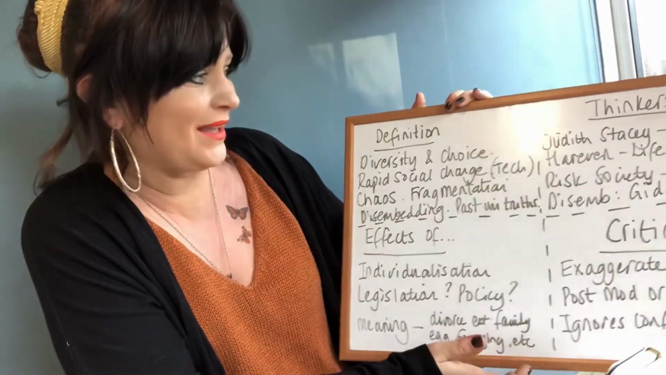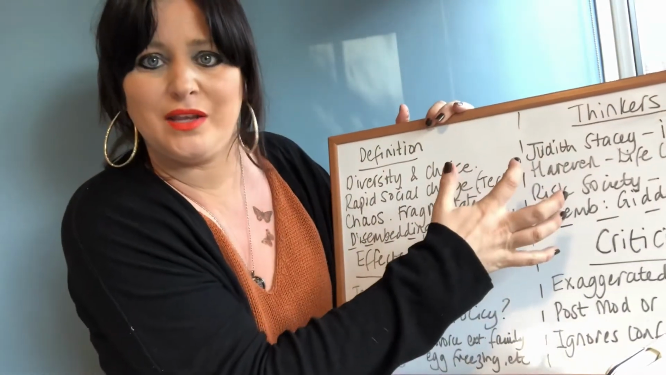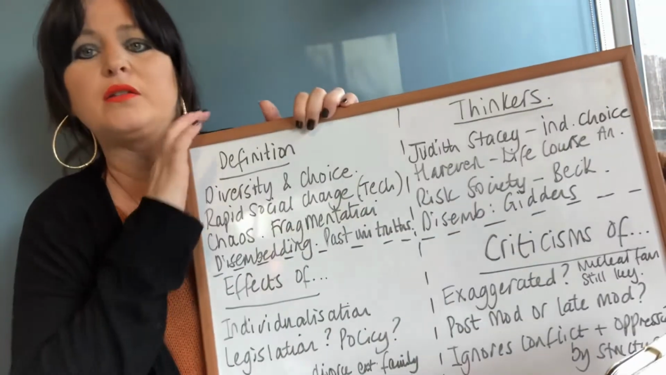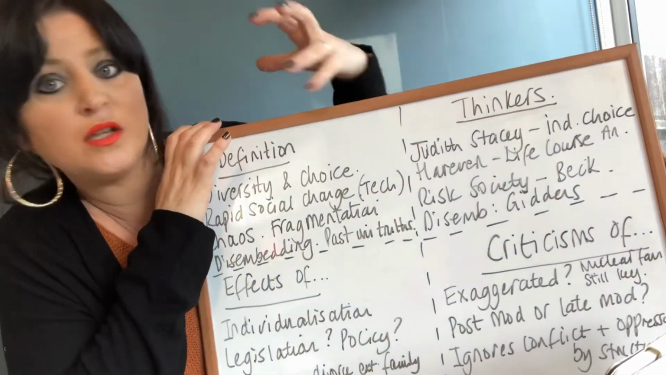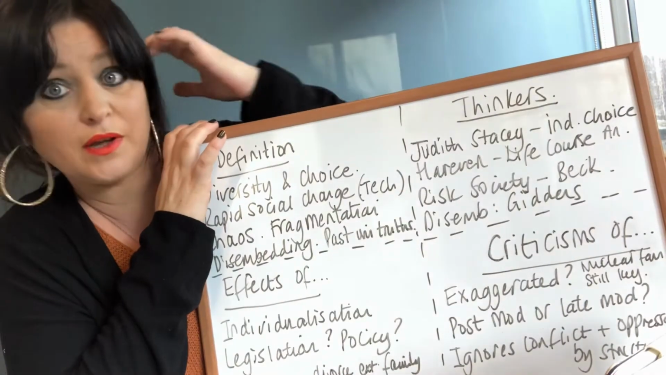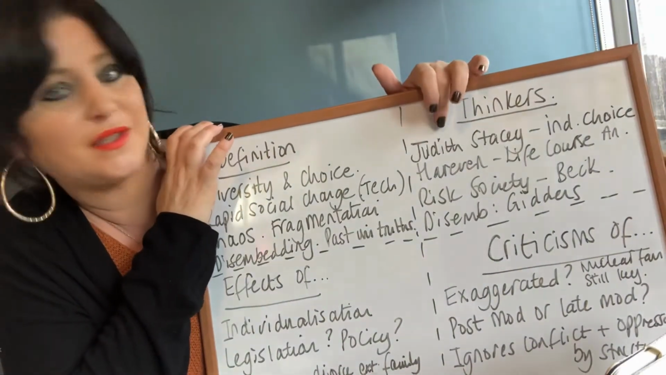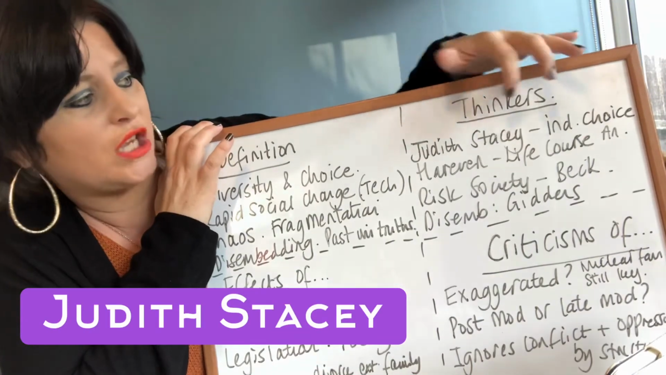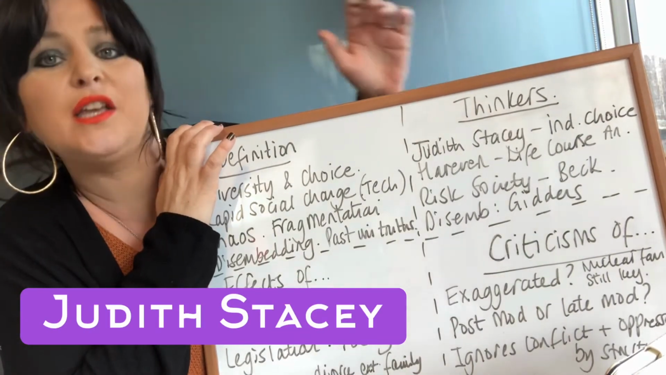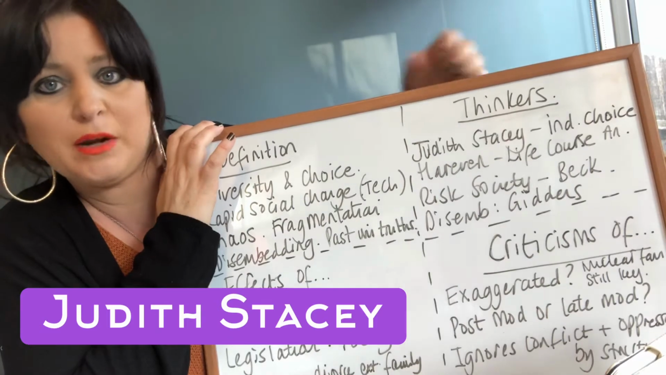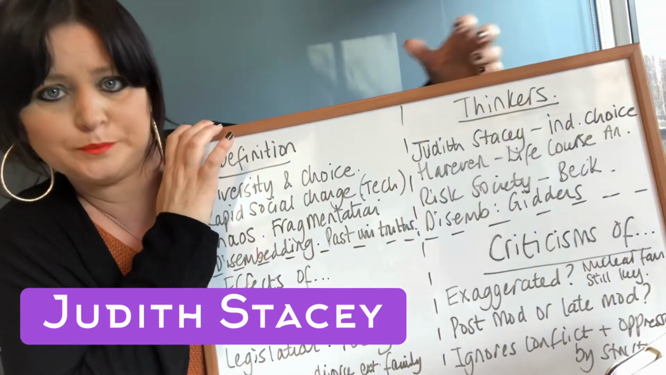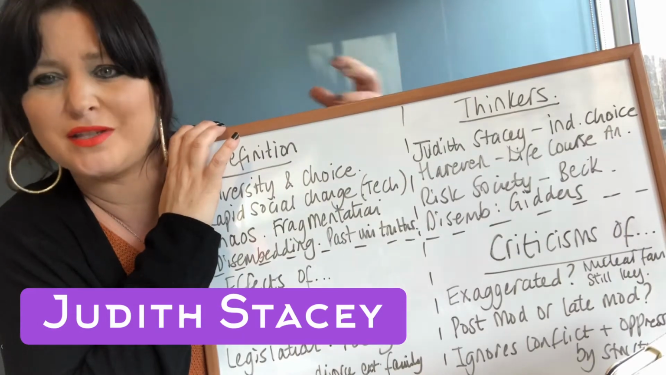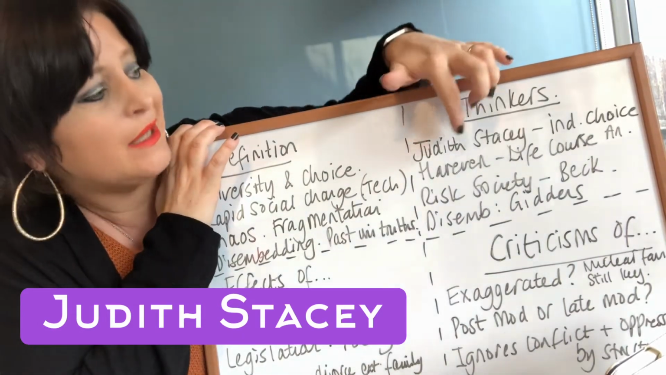So when we look at the key thinkers that we can attach here in order to apply to your answers and in order to demonstrate your true understanding of this area. Judith Stacey is kind of our goddess of postmodernity when we're looking at the family. So she's talking about individual choice. She talks about the divorce extended family, and there's lots to do with diversity there. So we bring her in when we're talking about diversity, family structures, and postmodernity.